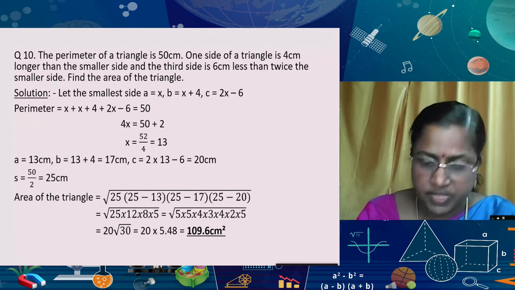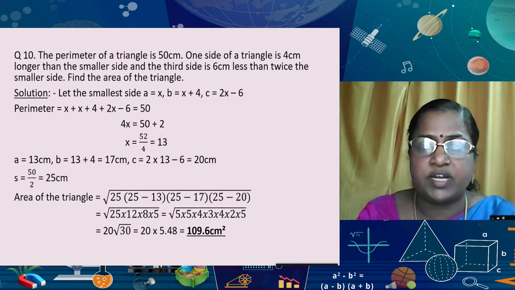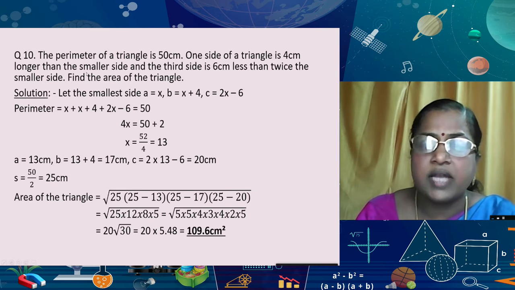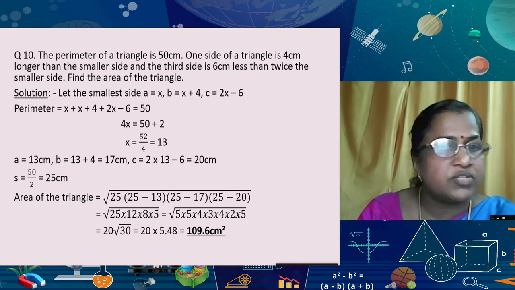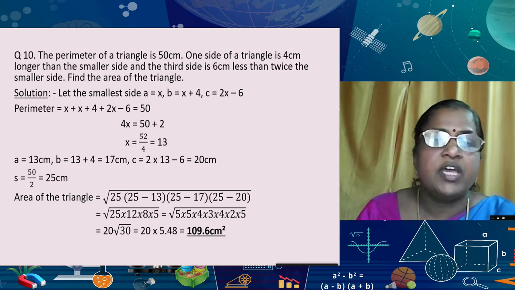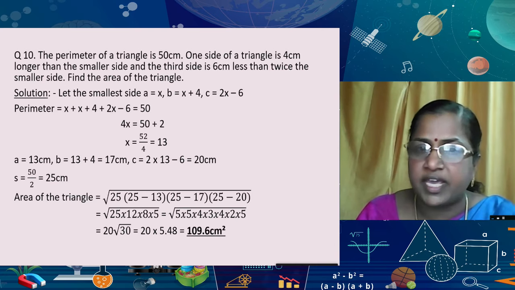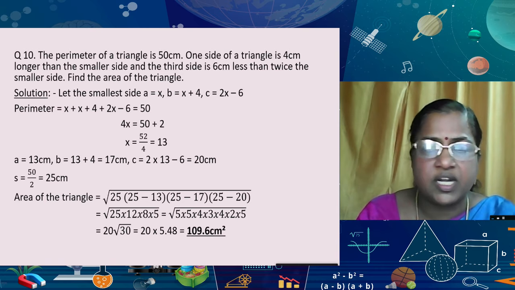So in the next part, the perimeter of a triangle is 50 centimeters and one side of the triangle is given as 4 centimeters longer than the smaller side. And the third side is 6 centimeters less than twice the smaller side. Here also the same condition we are taking. We have to find the area of the triangle. So, at first side will be x, then the second will be x plus 4, and c equal to 2x minus 6, 6 less than twice.